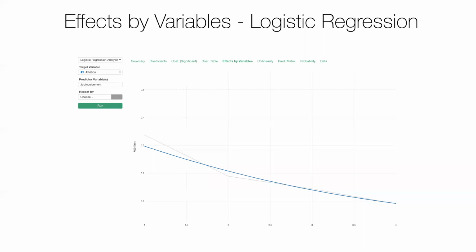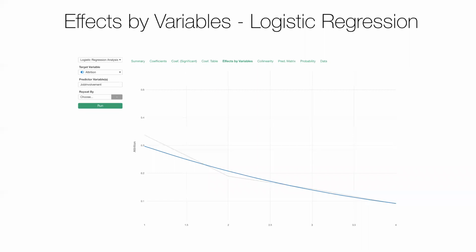But by using this dependency plot or effects by variables tab, the x-axis is a predictor variable, showing how the value of the predictor variable changes. And the y-axis, in this particular case, if this is a model to predict whether a given employee will quit, leave the company or not, is called attrition, and the y-axis is actually the probability. So you can see, for example, if job involvement is 1, then the probability of attrition is 0.3, which means 30%. And if job involvement is 2, then the probability of attrition is about 21% or 22%.